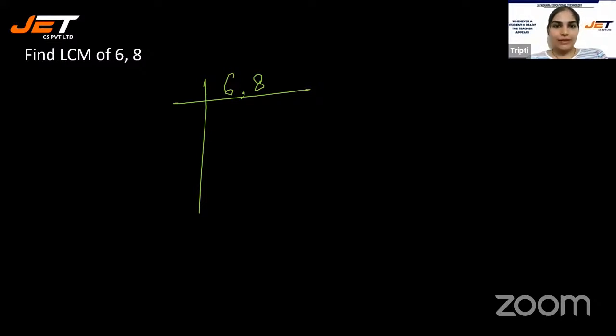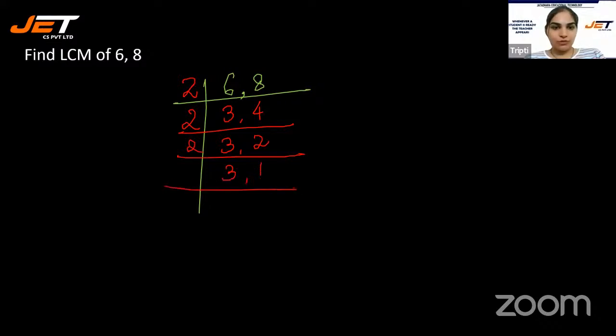All right. So let's see. 2 times 3 is 6. 2 times 4 is 8. Both have a common factor, which is 2. Now, I need to finish this 4 first. 2 times 2 is 4. 2 times 3 is not there, so 2 times 1 is 2. And then 3 times 1 is 3.